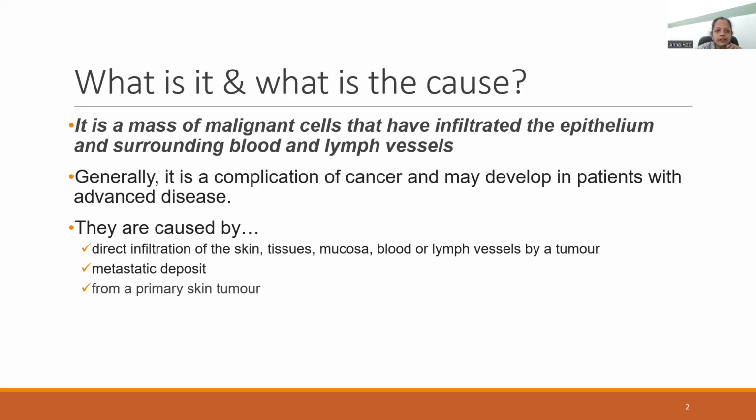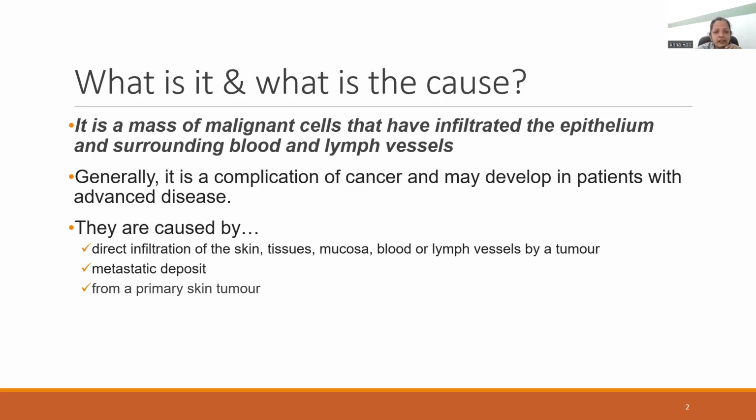So, a fungating wound is a mass of malignant cells that have infiltrated into the epithelium, and of course the surrounding blood and lymph vessels also. That is why it creates many problems in the patient. It is seen as a complication of cancer, and it develops in patients with advanced disease. Around 5 to 15% of patients with cancer are prone to develop these wounds.